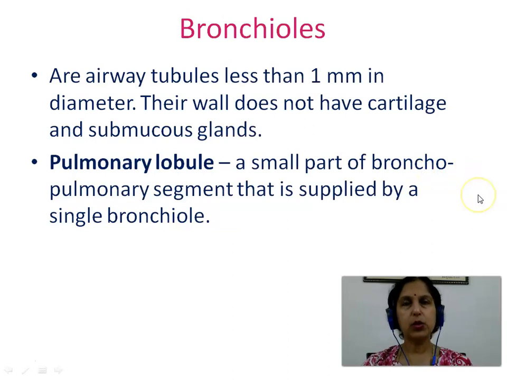We now go on to study bronchioles. Bronchioles are airway tubules having less than 1 millimeter of diameter. Their wall does not have cartilage and they do not have submucous glands. Few terms which we should know. Pulmonary lobule, a small part of bronchopulmonary segment that is supplied by a single bronchiole.